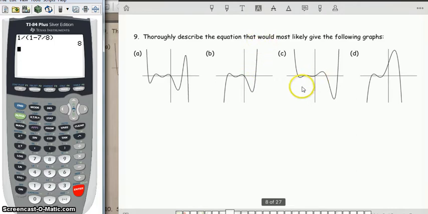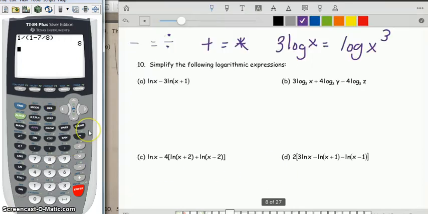On letter C, you have a degree of 6. Because the right side goes up, you know your number in front is going to be positive. And then letter D, you have 4. Right side goes down, so the number in front needs to be negative. Okay, so when you talk about logarithmic expressions, when you talk about expanding or condensing, for number 10 here, we're asking you to condense.